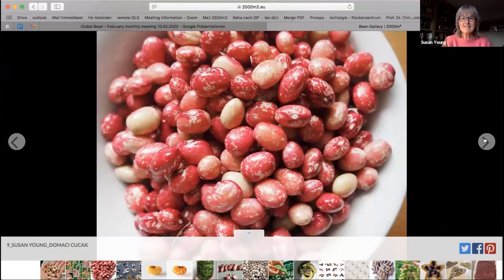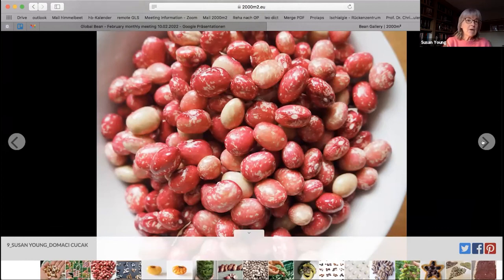Oh, this is mine. This is a domaći kućak, or maybe you say domaći kušak. It's from Croatia. And I'm sure you will find this to be the most beautiful bean of all, and it will certainly win your vote. This is when it's just been shelled and we are about to cook them fresh. It has this most wonderful cherry color with white speckles.